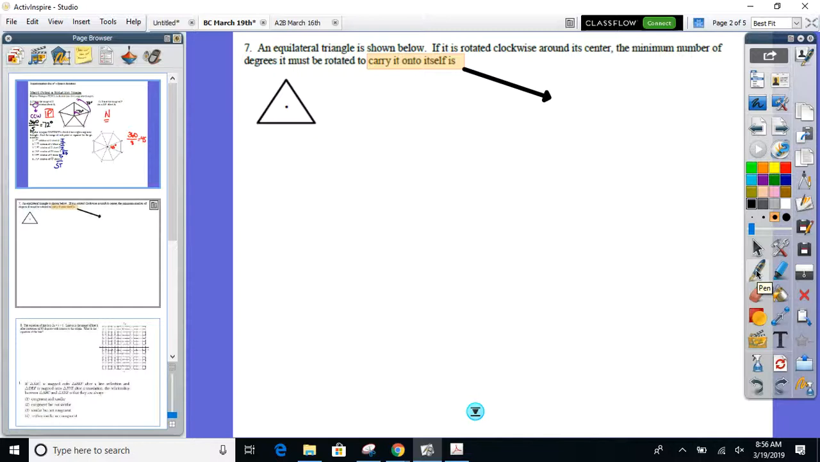I've got an equilateral triangle rotated clockwise around its center. What's the minimum number of degrees it must be rotated to carry it onto itself? Well, first of all, what do I mean by carry it onto itself? Any ideas before we get a good definition here? What's up, Meg?